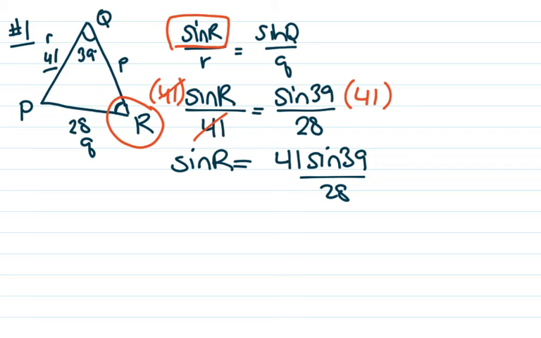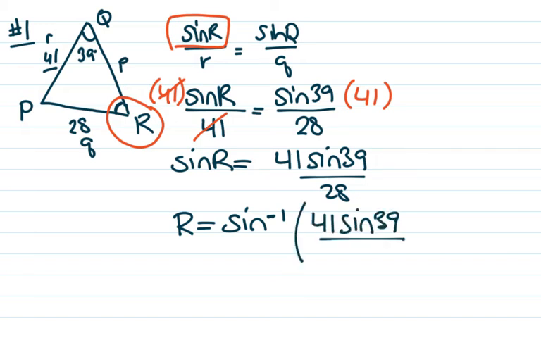We need to find what angle R is. When we're missing the angle, we need to use sine inverse. So R equals sine inverse, bracket, 41 sine 39 divided by 28. Now type all of that into your calculator using the brackets in the appropriate place, and you should get 67 degrees. If you typed that all in and you didn't get 67, double check that your calculator is in degrees. If you're having trouble with that, you can send me a message and I'll help you fix it. Okay, so far we have found angle R, which is 67.